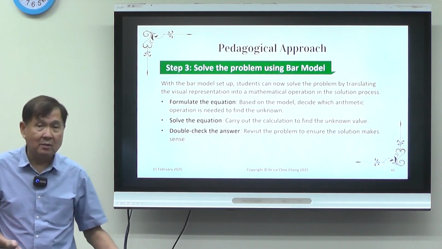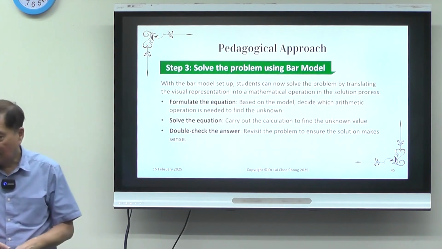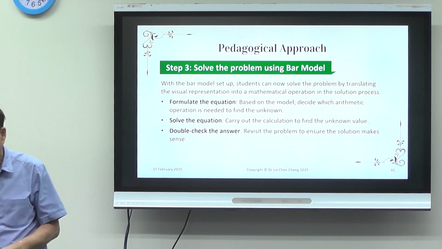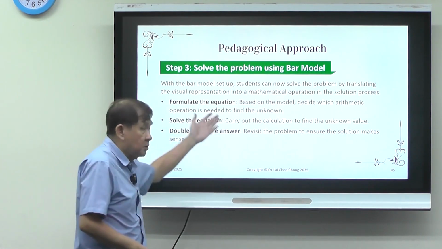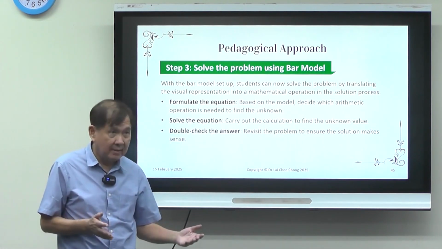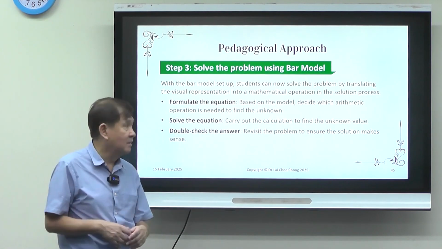Solve the problem there. Of course, what else? They solve the problem there. Okay. So now that's where they have to formulate those equations, or we call it number sentence, if you want to call that. That's why we write lots of number sentences.